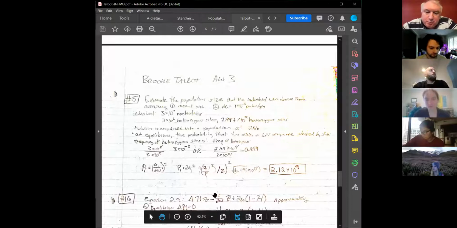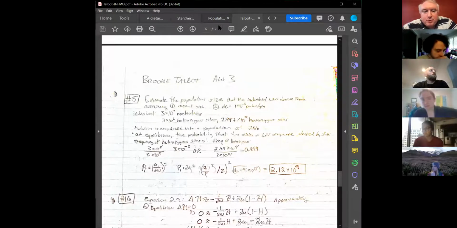The best way to think about this problem, with regard to Jim's last question, is like you have 3 billion different loci. At each locus, you have an estimate of heterozygosity, and you're taking the average over your 3 billion loci, as if they were different from one another. And then from that genome-wide average, you're calculating theta.